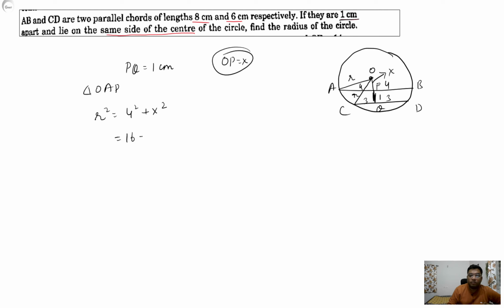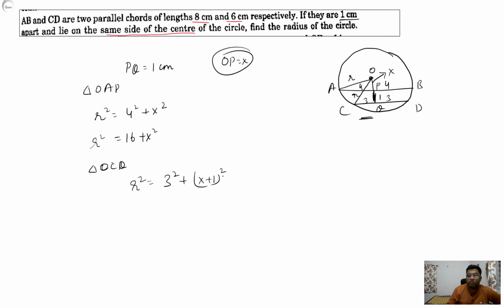So basically 16 plus x square is equal to r square. Now in triangle OCQ, I can say OC square, which is the radius square, is equal to 3 square, this part, and then OQ square, which is (x plus 1) whole square.